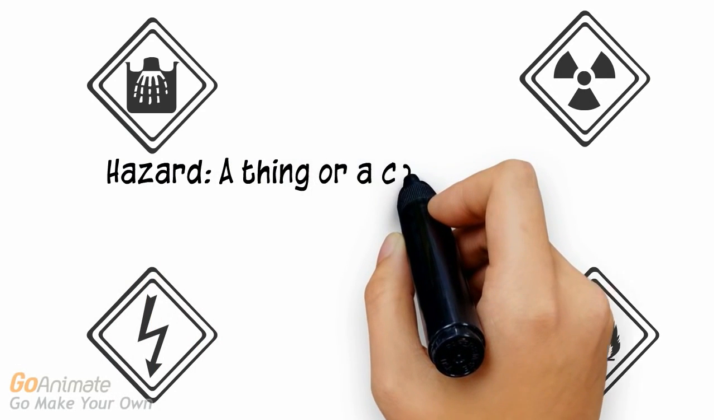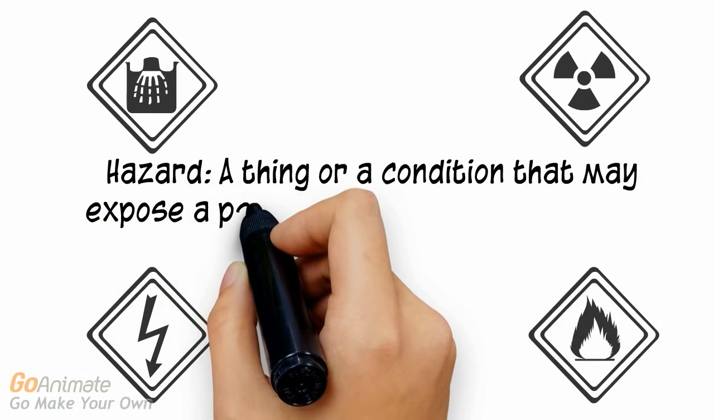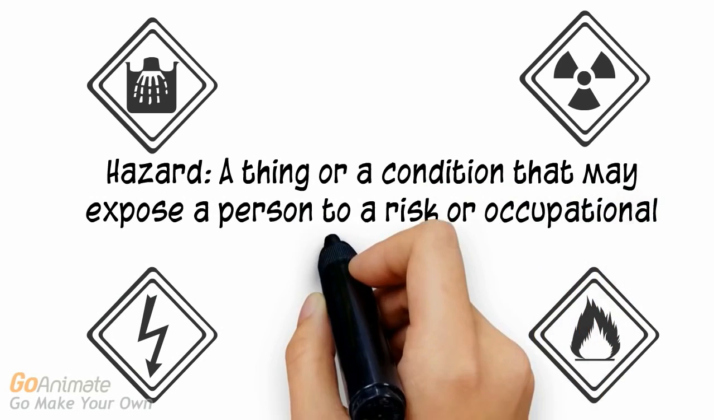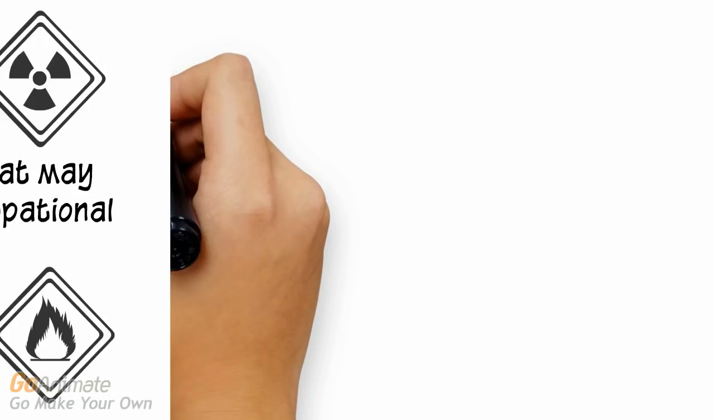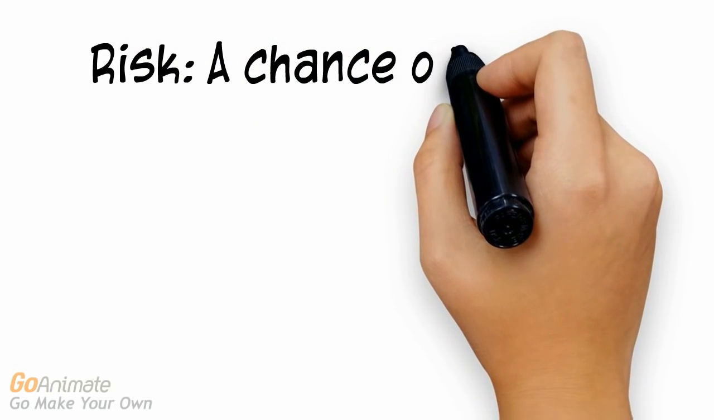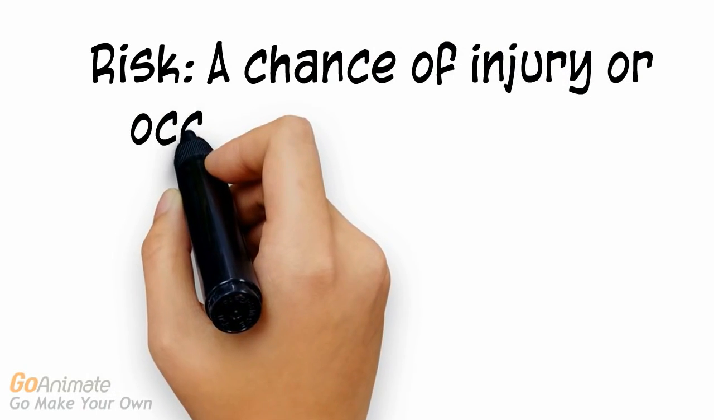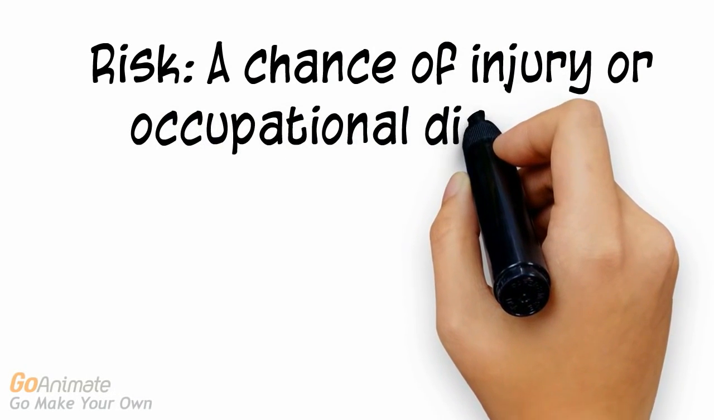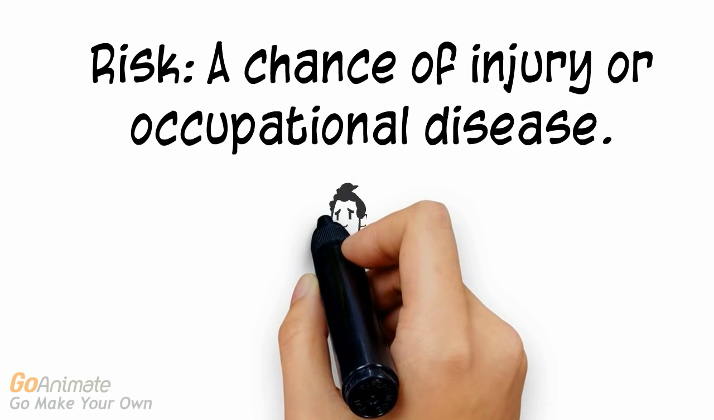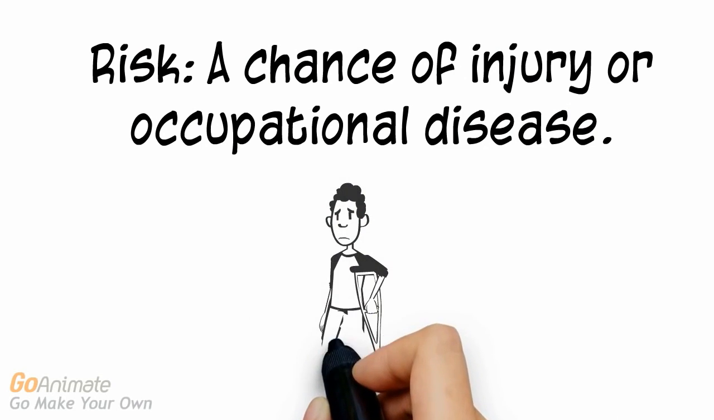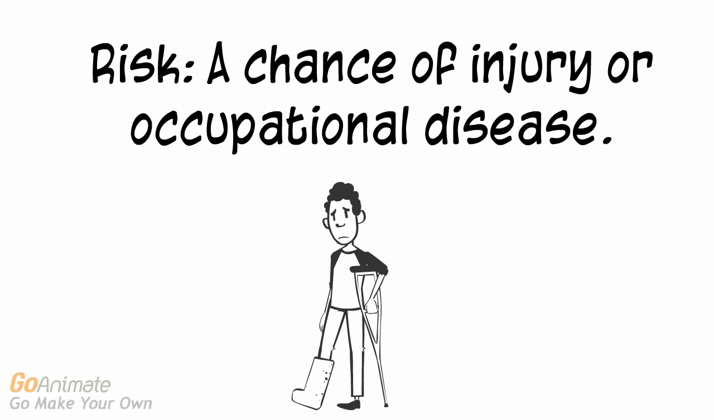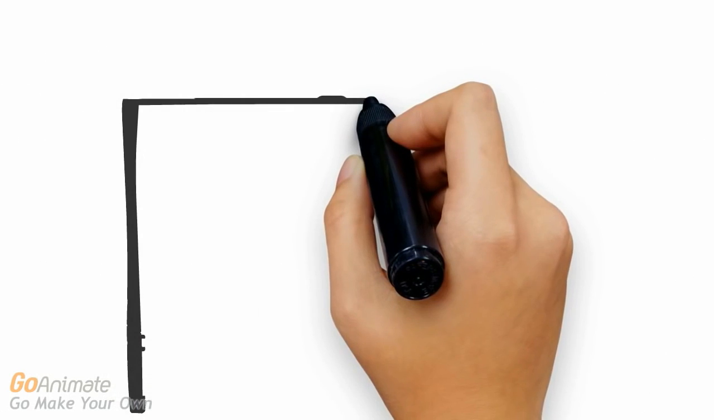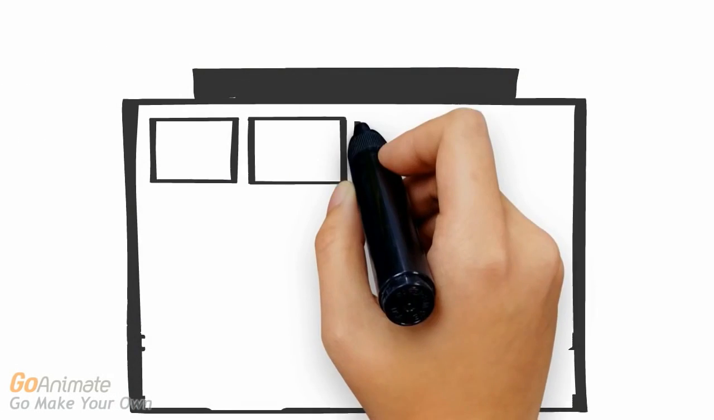According to WorkSafe BC, a hazard is a thing or a condition that may expose a person to a risk or occupational disease. Risk is identified as a chance of injury or occupational disease. This information is important for you to know because it will help you determine how to control or eliminate hazardous situations in a workplace. To illustrate this, let's take a look at a workplace scenario.